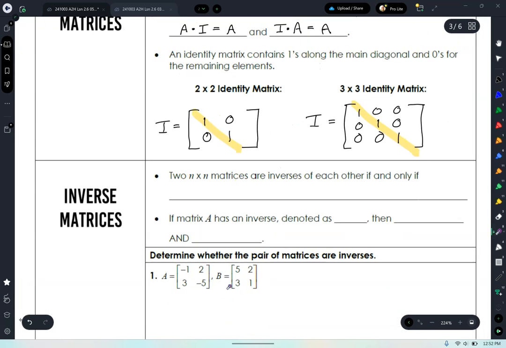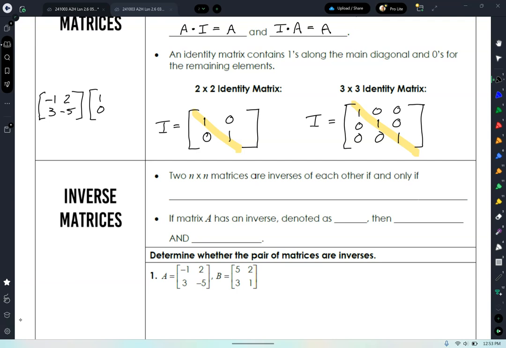Let's just actually take this matrix A right here, and let's just test it out. So let's come over here in this space, and let's go matrix A, which is -1, and then 2, and then 3, and then -5. And let's multiply that by the identity matrix for a 2 by 2. All right, now let's think about this multiplication problem, right? What's the result of this going to be? It's going to be a 2 by 2, right? We know that.